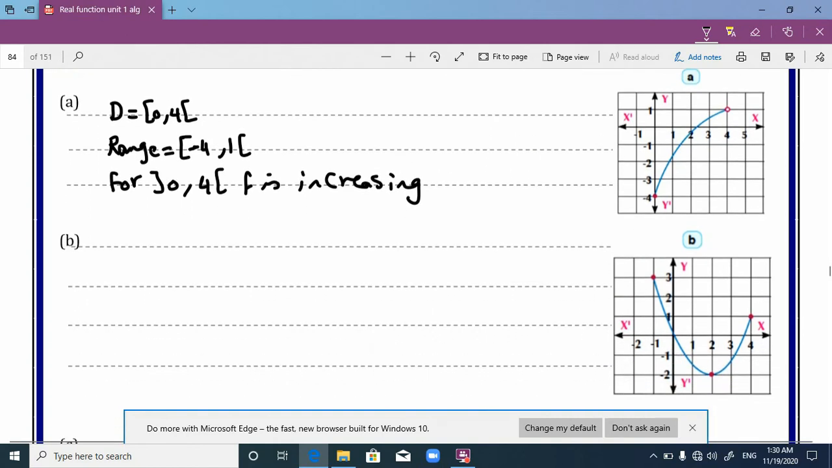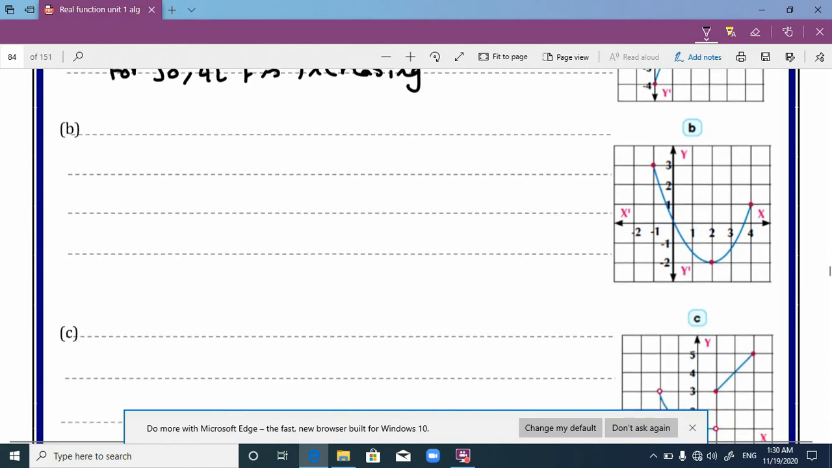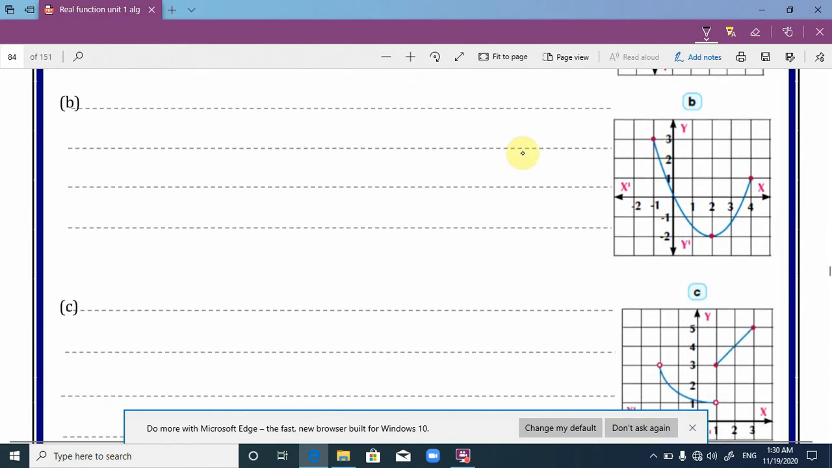Let's see B. Here, the domain from the x-axis equals negative 1 to 4, so closed -1 and closed 4. And the range from the y-axis: the least value of y equals -2 and the greatest value of y is 3, so from -2 to 3.